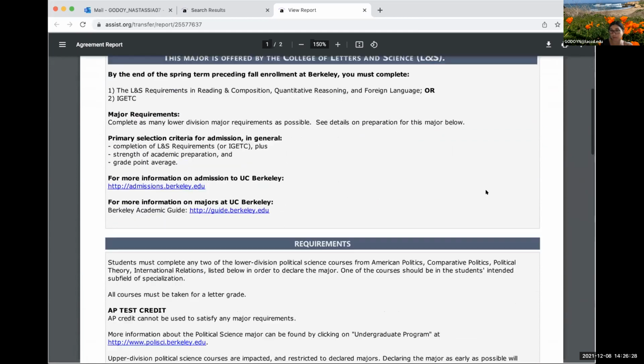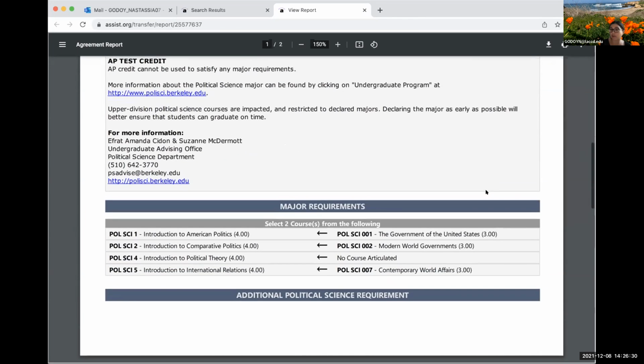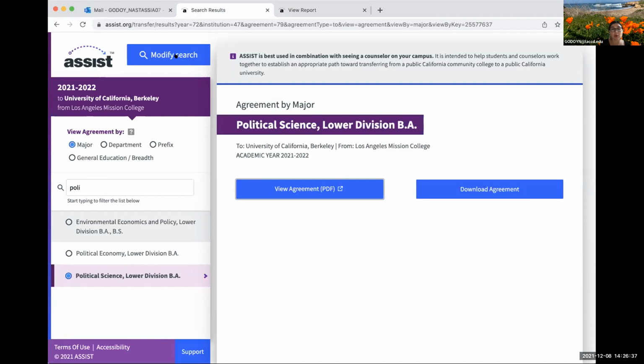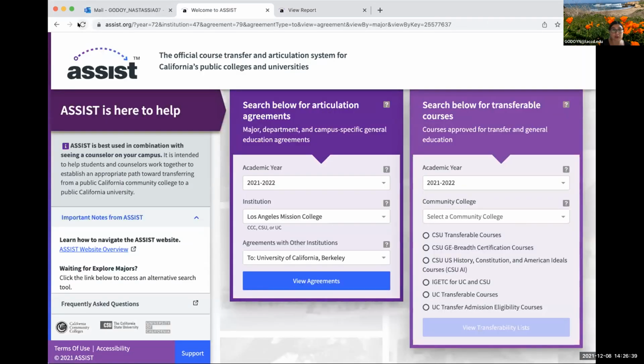For major prep. We're going to do another example, and Louise put business. So we're going to do another example, and we're going to do a Cal State instead. So I want you guys to tell me, what do I need to do? What's my first step? I go to assist.org, and I want to see what I'm going to need to transfer to a Cal State in business. So what's the first step I should do? You guys can either unmute yourself and say it or put it in the chat. Here on the home page, what's the first step that I should do?